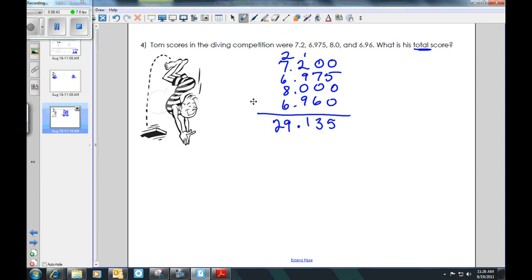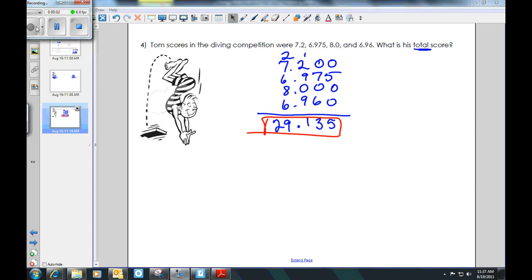Okay, so the final answer then, if you couldn't hear me, was 29 and 135 thousandths, and that is the total score. That's going to be my final answer. Usually on our homework, we like to see your answers either boxed or circled. So I want you to go ahead and complete the rest of the problems that are on these notes by yourself, and those are due tomorrow at the beginning of class.